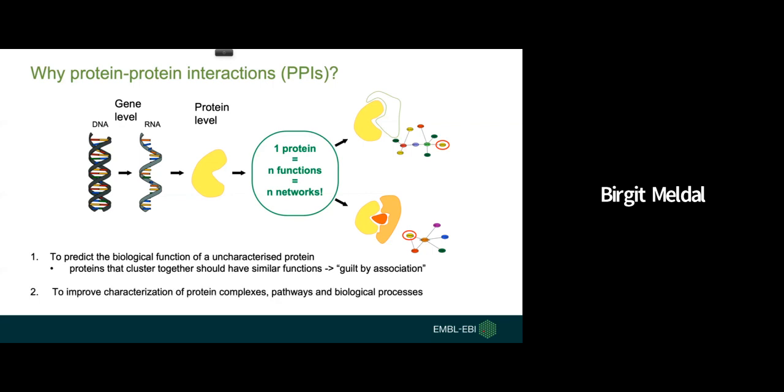Secondly, we can improve the characterization of protein complexes, pathways, and biological processes using these networks that we build from protein-protein interactions, by using these interaction networks as draft maps. In all these cases, further studies are then required to drill down into the exact functions of these proteins or complexes or the details of pathways and processes.